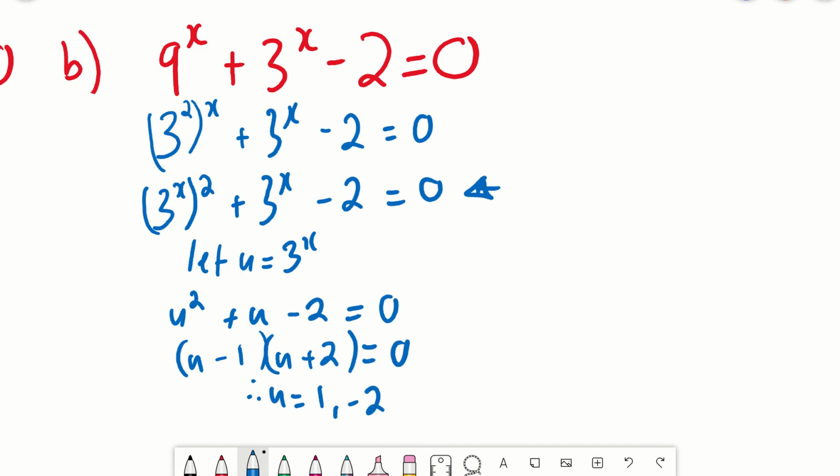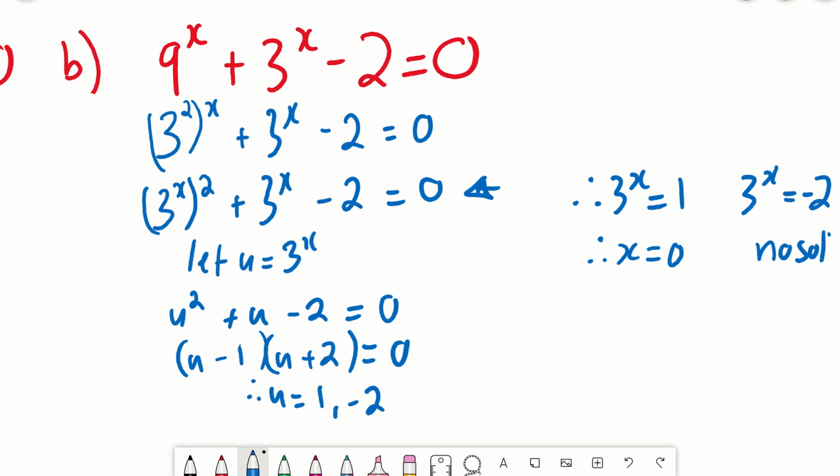Now this one's interesting. If we come up, we know we let u equal 3 to the power of x, so therefore 3 to the power of x is going to equal 1, and 3 to the power of x is going to equal negative 2. You might have, if you already had a go at this, logged both sides, but without even doing that, I know anything to the power of 0 will give me 1. So that tells me that x must be 0 in this one, because anything to the power of 0 gives me 1. And this one actually has no solution.